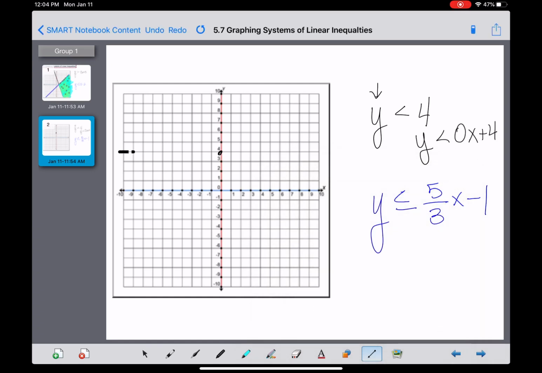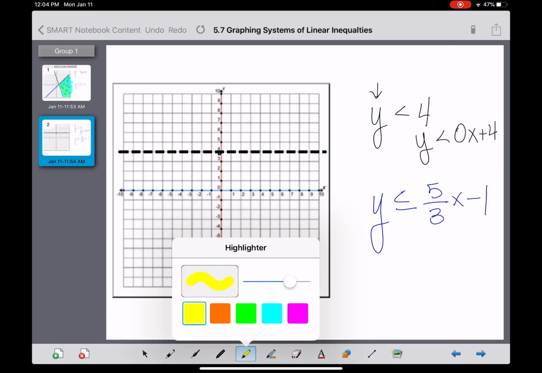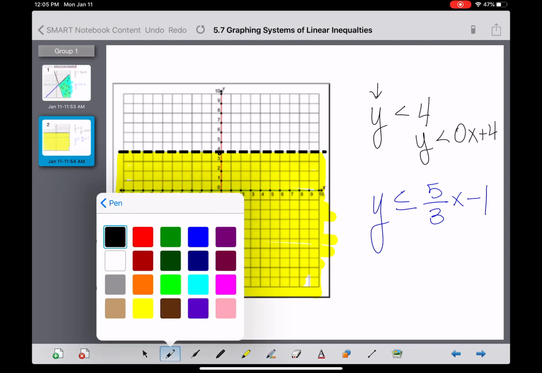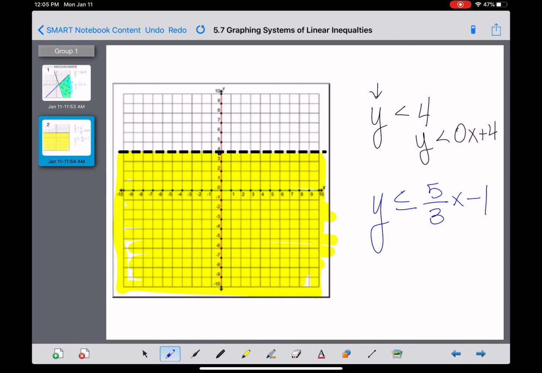So I have a horizontal line across y is equal to 4. Shading wise, it is less than 4, so I'm going to go underneath the line. My second line is y is less than or equal to 5/3 x minus 1. My starting point is at -1, up 5 units over 3 is the same as going down 5 units, back 3. It still creates a positive slope.